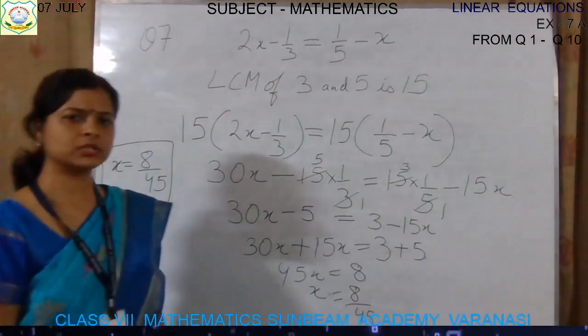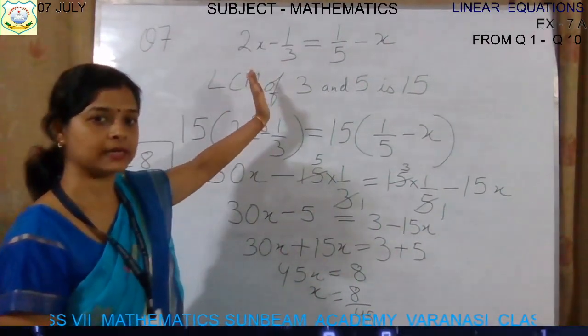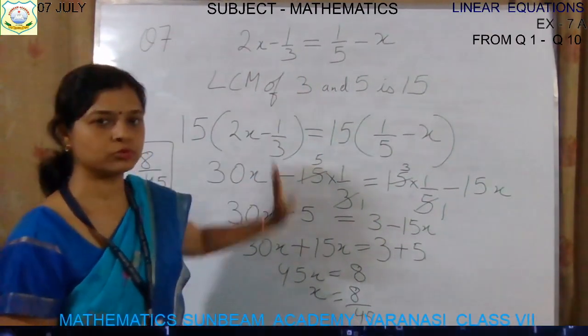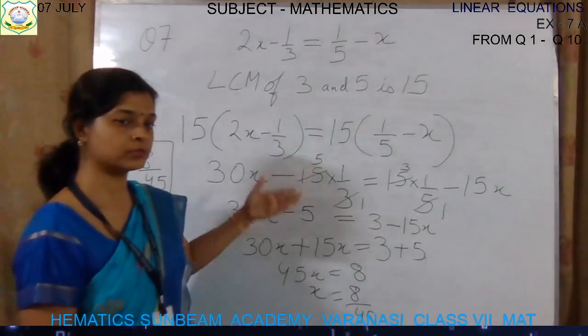Clear? You can solve it in an easier way also, by separating the variable term on one side and the constant term on the other side, and then finding the LCM to solve it. You can choose any method. It's not compulsory that you solve it in this way.